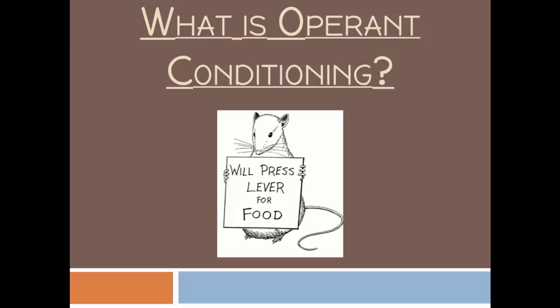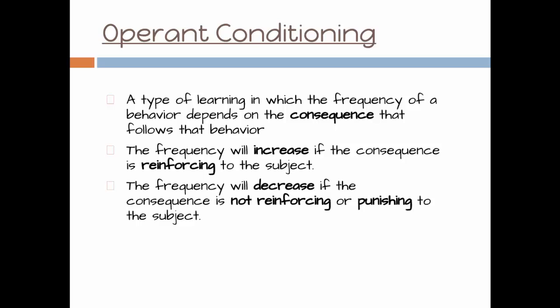This really is a concept in which we come to acquire behaviors based on their consequences. So if you look here, we're talking about a type of learning in which the frequency or how often a behavior occurs depends on the consequence that follows the behavior. Now, what I want you to understand is that the word consequence, we have the connotation that that word always means something negative. But what you have to understand is that consequence, by definition, just means something that follows a behavior. So consequences can be both positive or they could be negative.